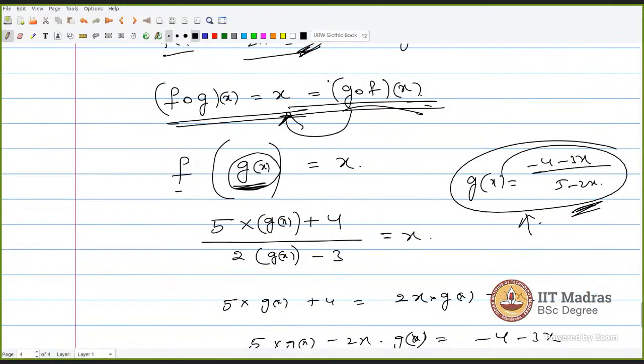It's simply like you are substituting g of x inside the f of x function and trying to find g of x in terms of x. That's it. You can use this method.